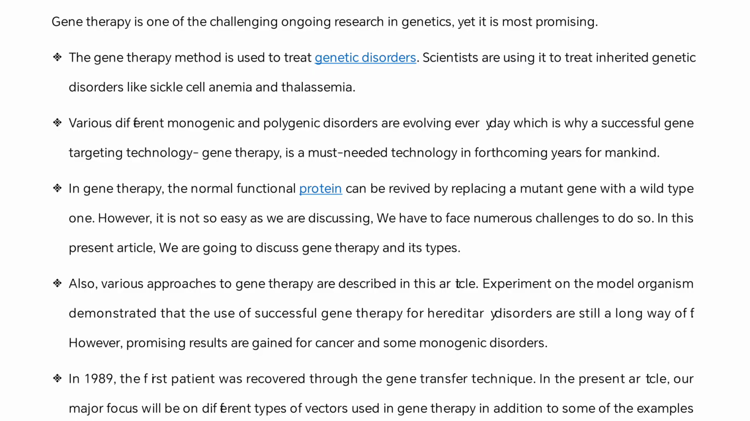In gene therapy, the normal functional protein is revived by replacing a mutant gene. Normally, when a gene undergoes mutation, it will not produce the normal protein because there will be a defect in the coding region of the mRNA that leads to a change in the sequence of amino acids in the protein. The protein may be truncated by the arrival of stop codons, or different amino acids will be present. That is, acidic amino acids may be replaced by basic amino acids, which alters the property of a particular protein, resulting in a problem.